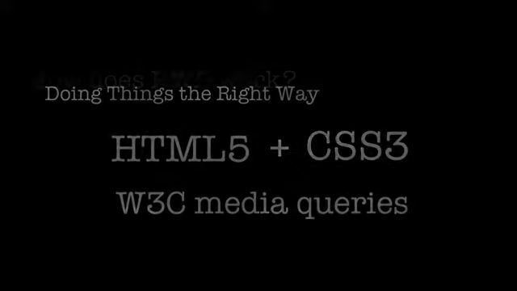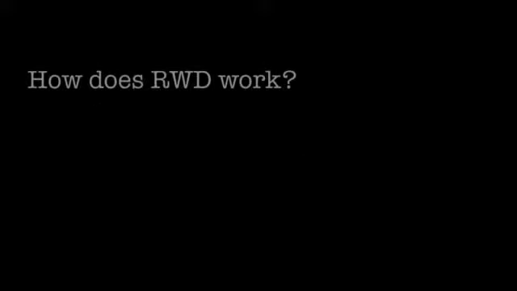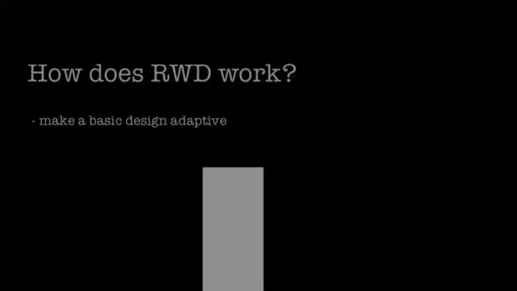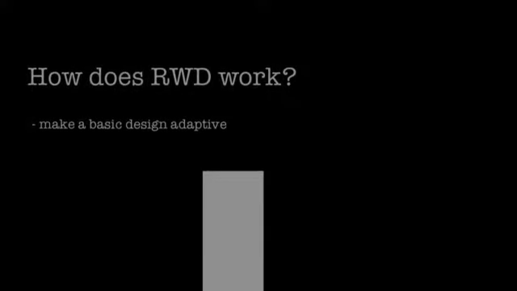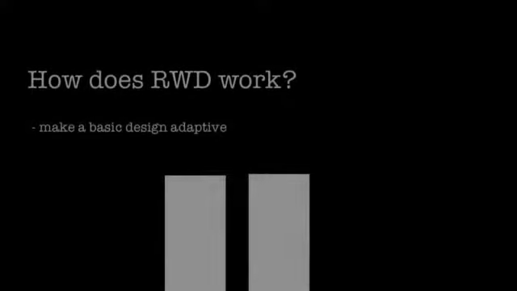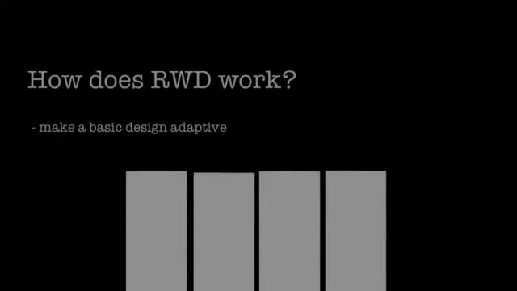How does RWD work? The main concept of RWD is to create a basic design and make it adaptive by overriding the layout structure with your CSS, creating a fluid layout dependent upon the viewport of the displaying device. Thus, an iPhone may display a one-column layout, while a tablet shows 2 columns and the PC shows 4, all via the CSS3 with media queries.